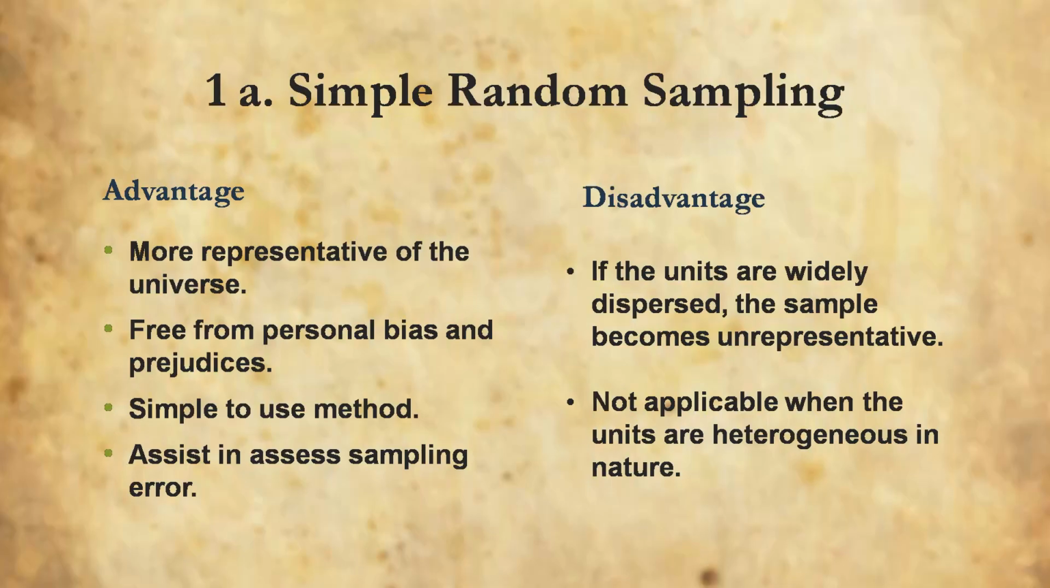Now, every individual has equal chances to be picked up, and that's one of the best examples of simple random sampling. What are the advantages of this type of sampling? It is more representative of the universe, and simple random sampling is free from personal bias and prejudices. It is a simple method to use, and it assists in assessing sampling error. On the other hand, the disadvantage of simple random sampling is that if the units are widely dispersed, the sample becomes unrepresentative, and it is not applicable when the units are heterogeneous.